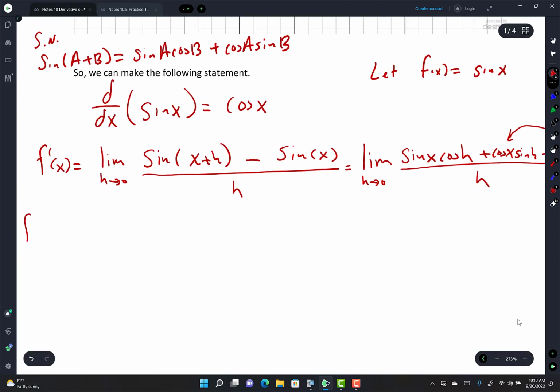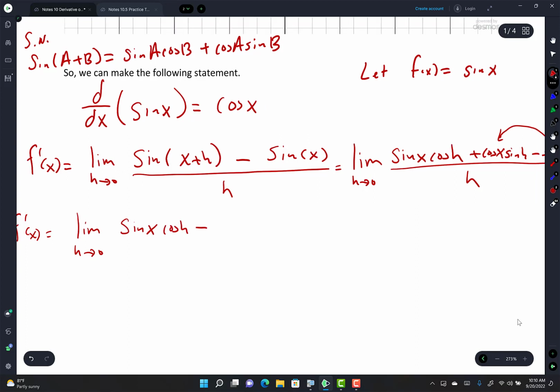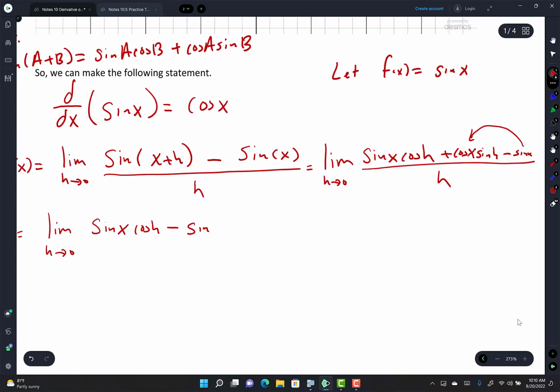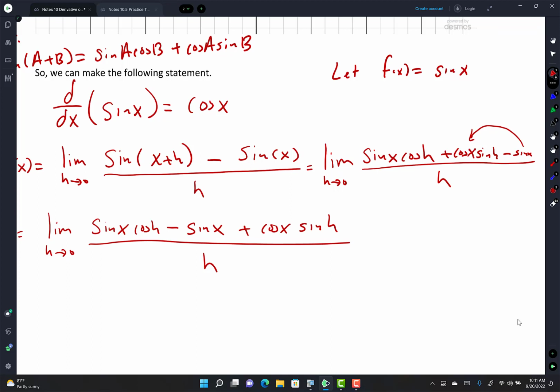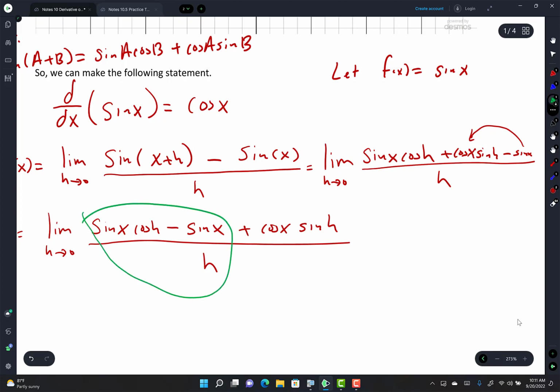I'm going to write f prime of x equals the limit as h approaches 0, and I'm going to write it like sine x cosine h minus sine x. And then I guess I'll write plus cosine x sine h. I haven't done anything crazy. You guys still okay? Okay. I'm going to group these like so. I'm going to group these two. And I'm going to group these two.